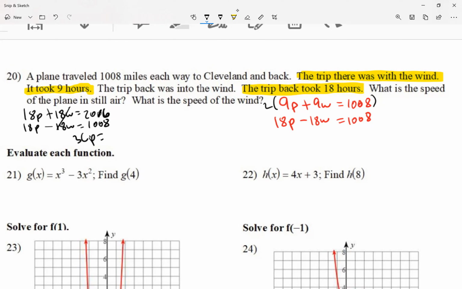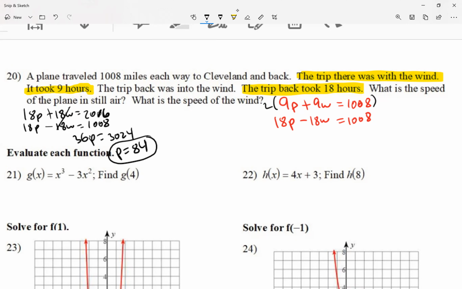Now 2016 plus 1008 is 3024. Let me divide both sides by 36, and P is 84. Okay, so the plane is going 84 miles per hour. It makes sense. Now let me solve for W.